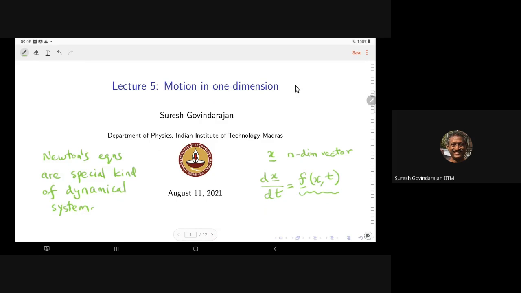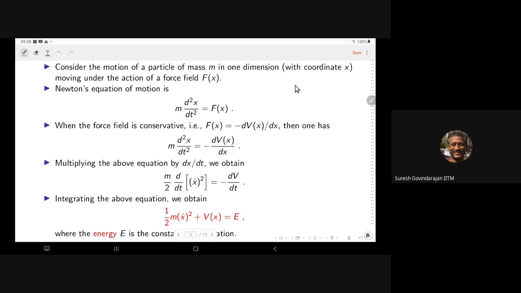So today we will focus on motion in one dimension, and if time permits, I will do something in higher dimensions. Okay. So consider the motion of a particle of mass m in one dimension with coordinate x moving under the action of a force field f of x. So Newton's equation is very easy. It's just ma equal to f of x. And when the force field is conservative, f of x is minus dV/dx. So there's only one function, the potential, that we have to give.